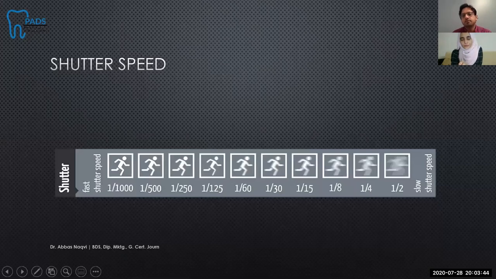Remember the shake blur? Shake blur is also a type of motion blur, but it's the motion of the camera. Here we're talking about the motion of the subject. So the slower you go, the more motion blur you will capture.